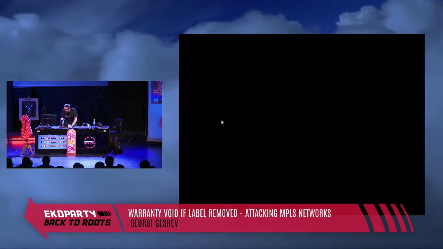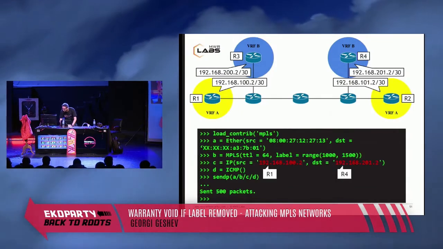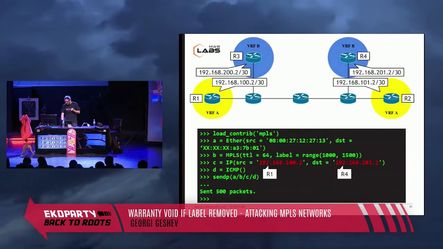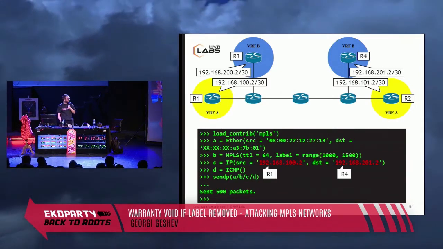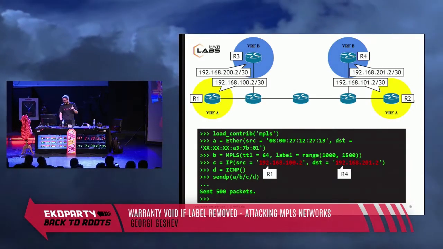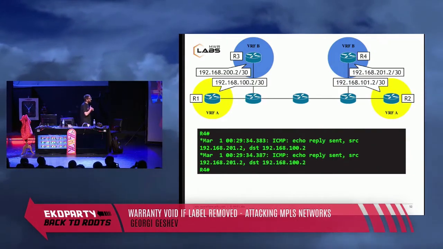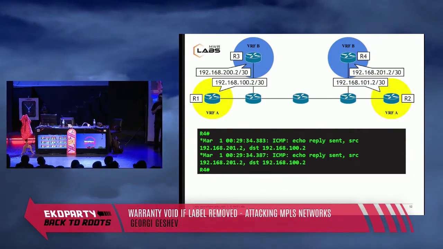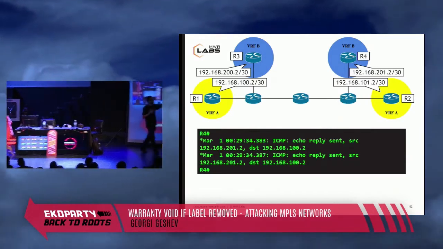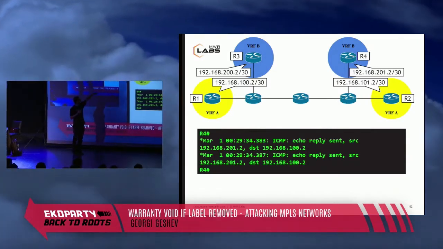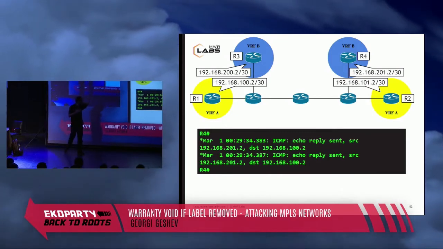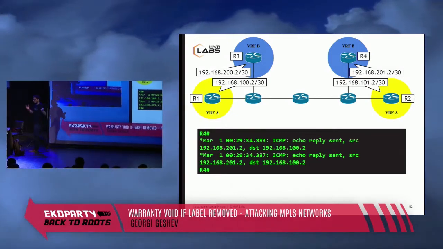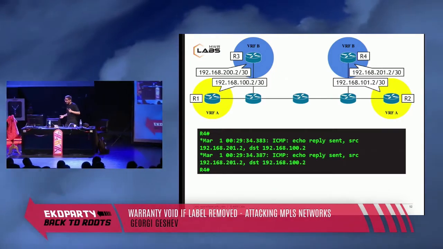Back to the presentation. Basically, I generate these packets. If you remember, I enabled ICMP debugging on the R4 device. And on the R4 side, in this case, I see 2 out of 500 packets actually made their way through from VRF-A to VRF-B. So basically, we were able to break out of the VRF and send some traffic to a random customer.